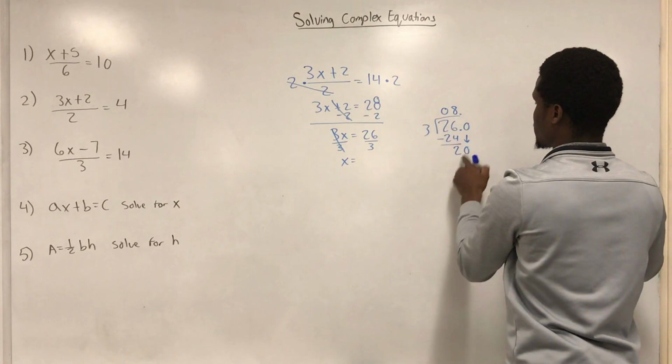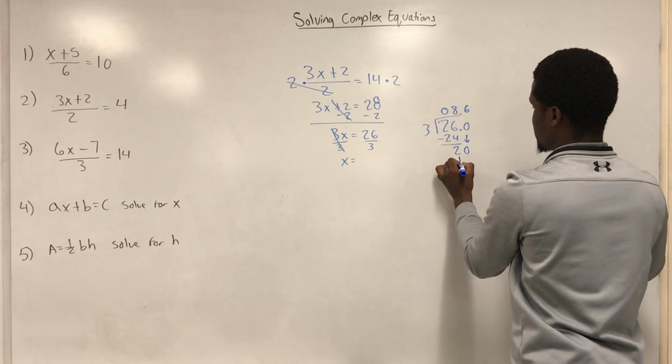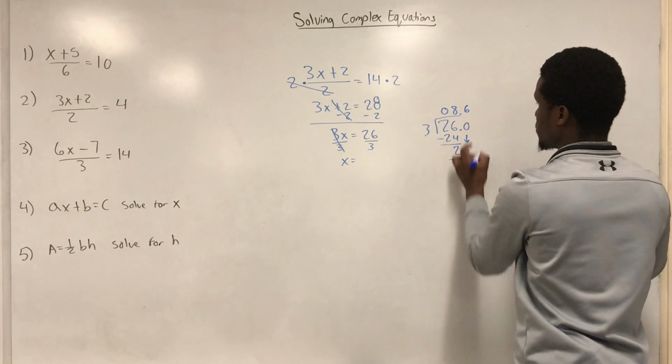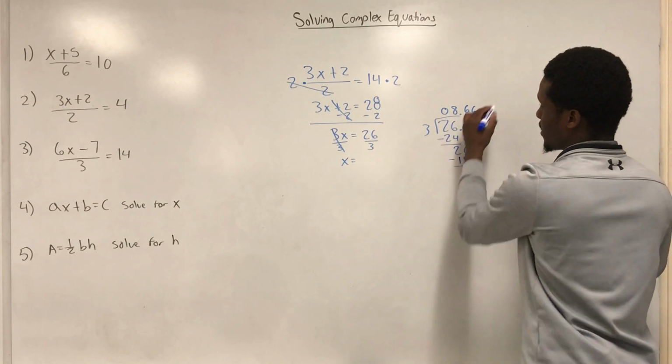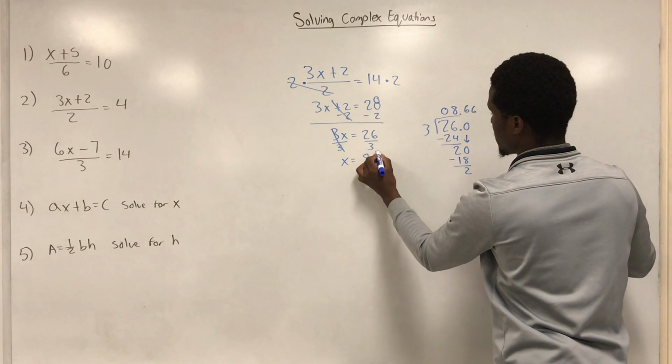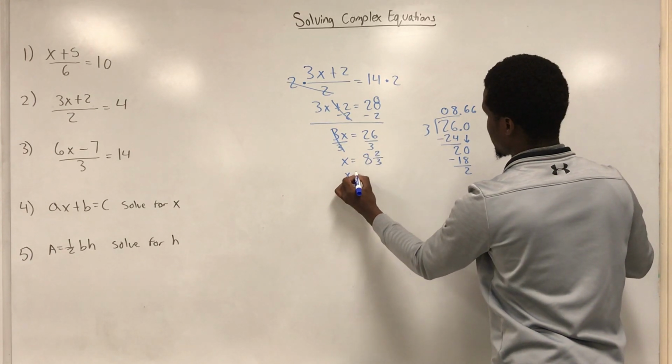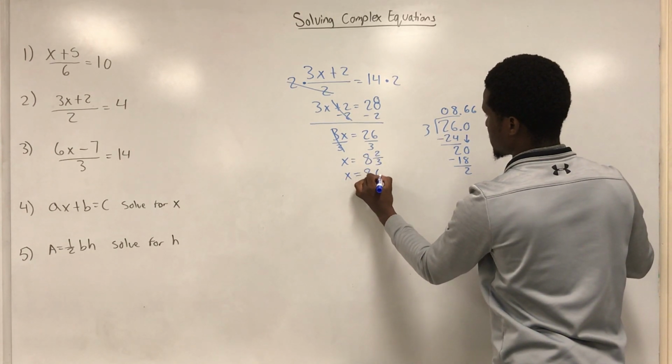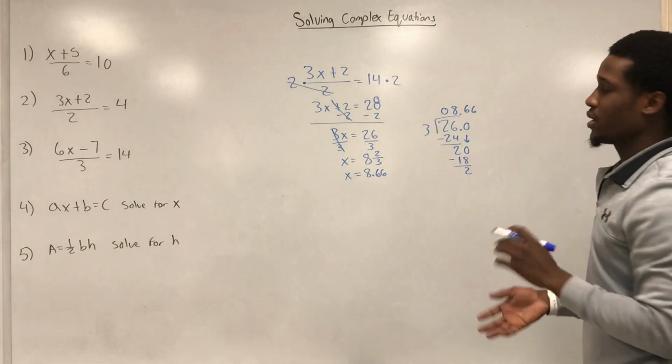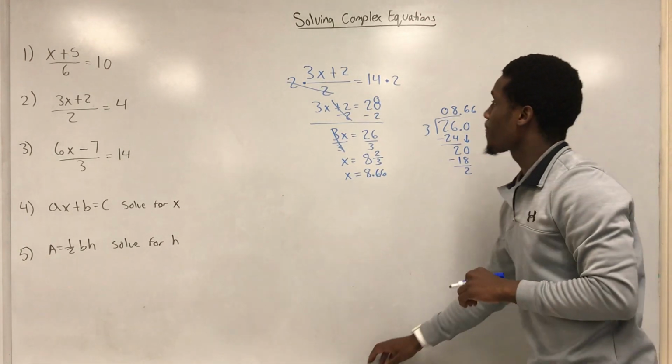This goes 20. 3 goes into here 6 times, which is going to give me 18. And then 2. So as you're going to see, it's going to go ahead and repeat. So I could either write 8 2/3, or I could write x is equal to 8.66. Okay, so either or works. All right.